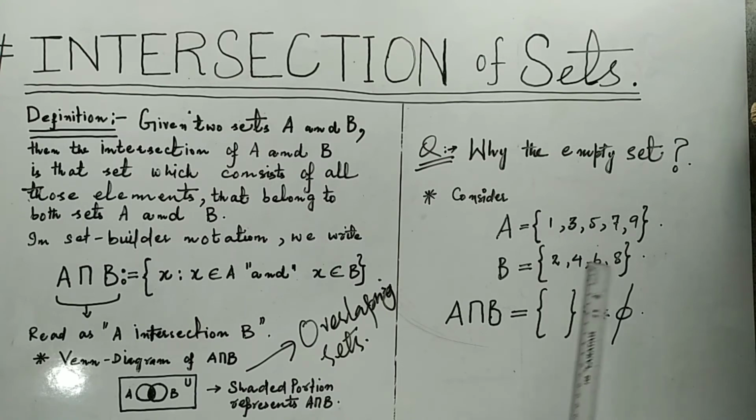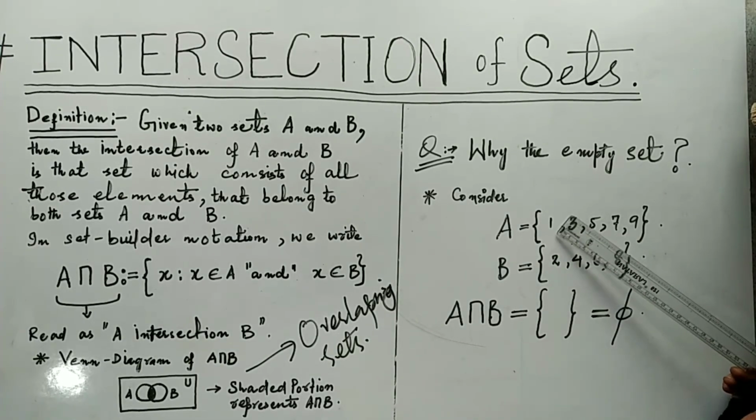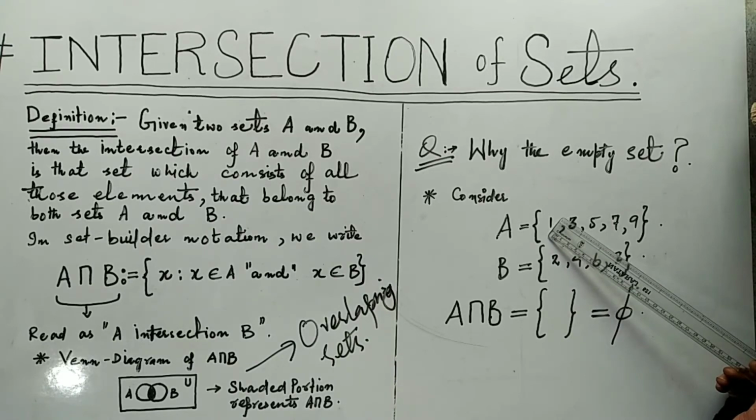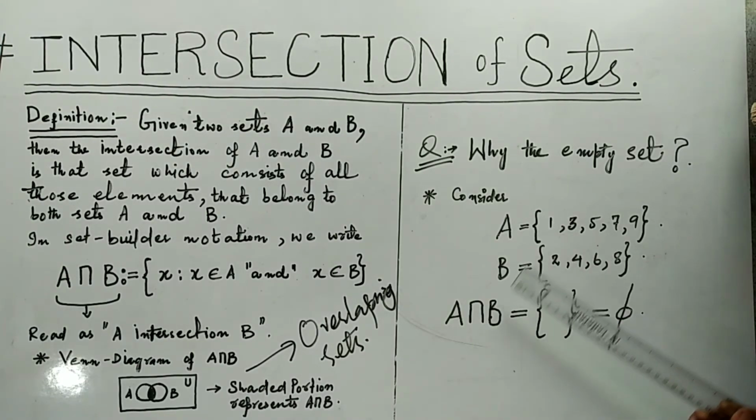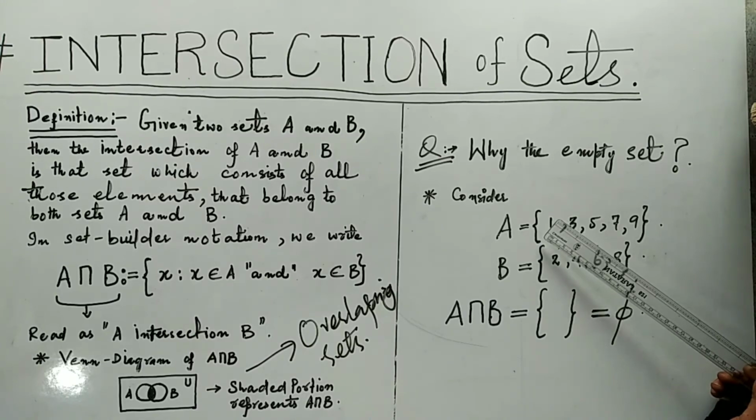Now consider the example. I have a set A which consists of these elements. I have another set B which consists of these elements, and my job is to find their intersection. By definition, intersection includes those elements which are common to both of the given sets. So let's see what is common between A and B. Here is my set A, and it consists of the element 1. Is 1 in the set B? Obviously not. Means that my intersection will not include 1.